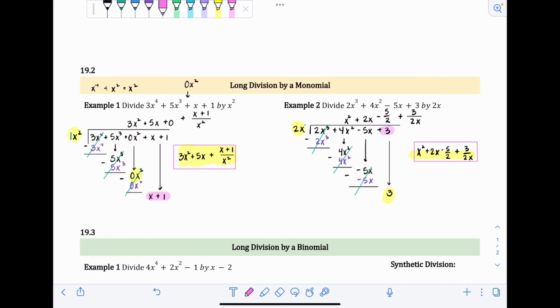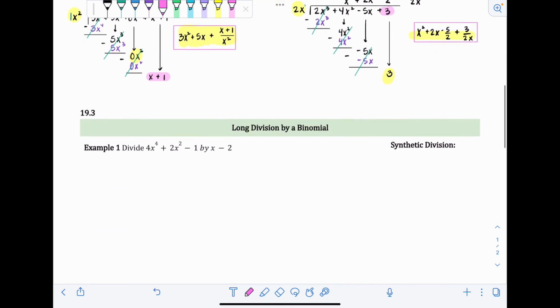Okay, so last section, 19.3, long division with a binomial. So example, well, there's just one example for this, and then I want to show you an alternative way. The alternative way, I personally think it's easier, but it doesn't work for every problem. So the method that we're going to use first is long division, and it does work for every single problem.